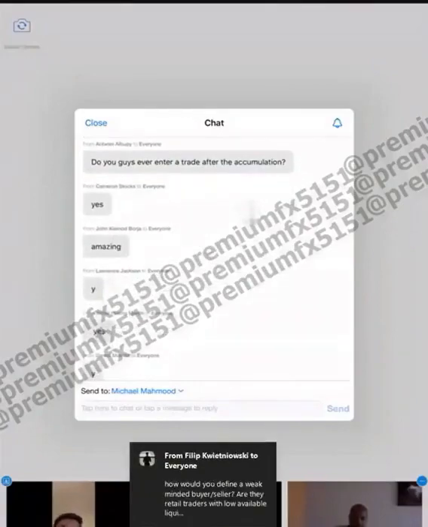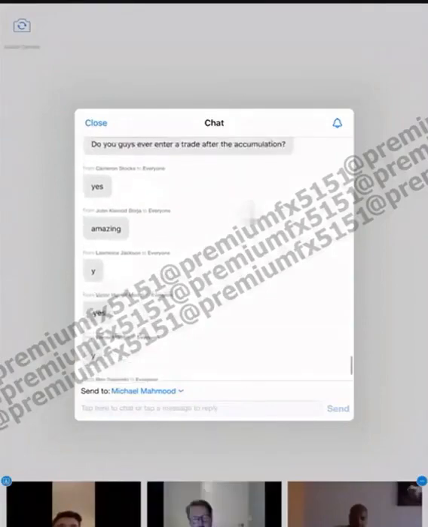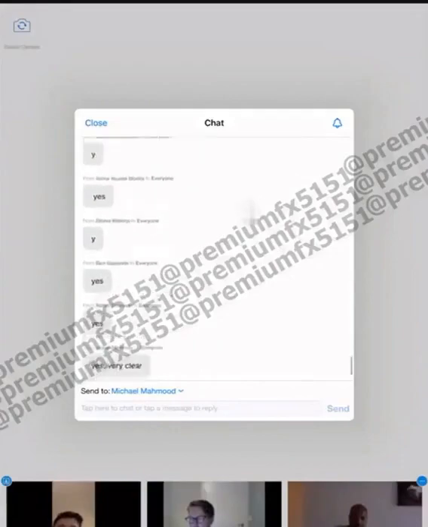After the accumulation, you can enter, but you have to really have justification. Realizing that if you're entering after an accumulation, you're already late to the party, so you're not going to have the same risk reward. It's just less favorable. You want to be entering on the test phase.